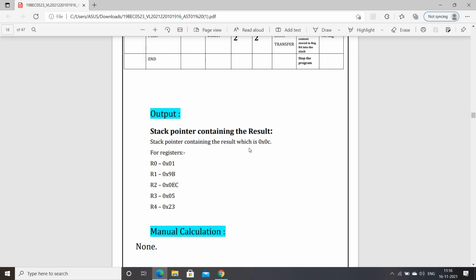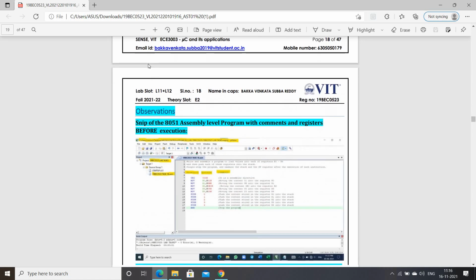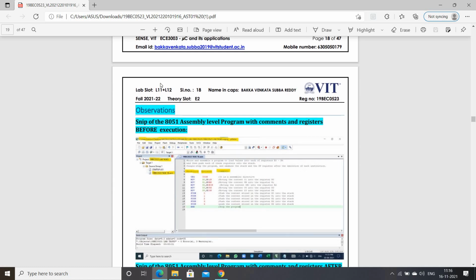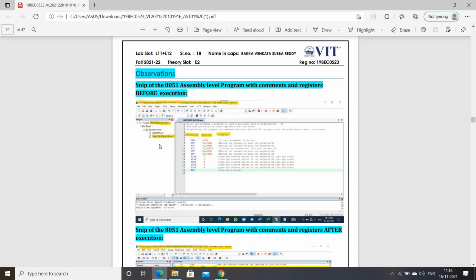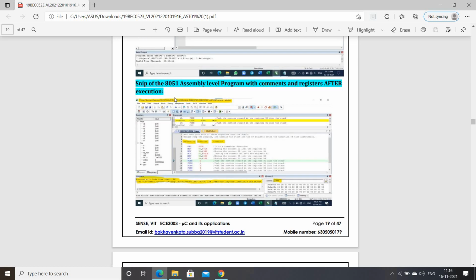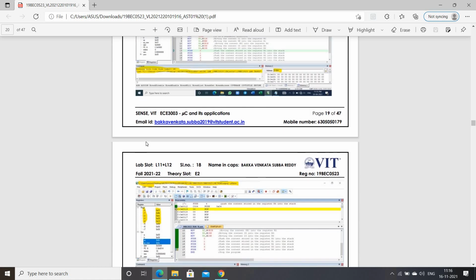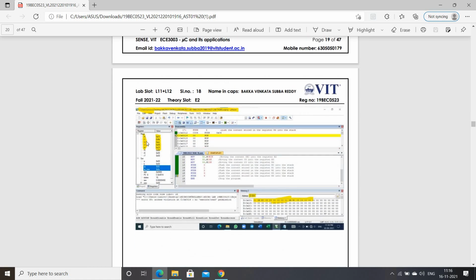So the output is the stack pointer containing the result of R0. I have written the outputs here, and this is the manual calculation. There is no manual calculation for this. So the output before execution is this, and after the execution is this. I've highlighted the output on the left side, as you can see where my mouse is pointing.